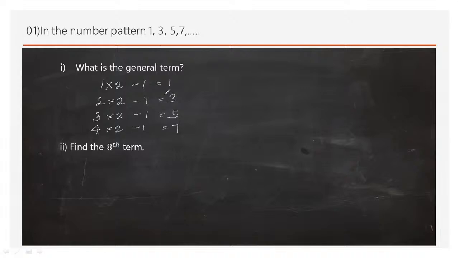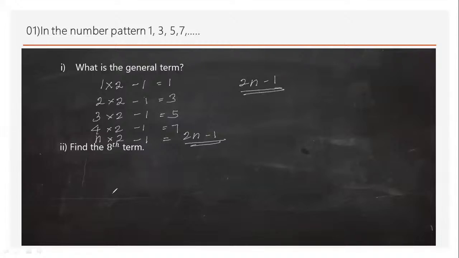Like that we can obtain the terms, but they are asking for the general term. Then for the general term, the nth number is n times 2 minus 1. We can write the general term as 2n minus 1. This is the general term, 2n minus 1.